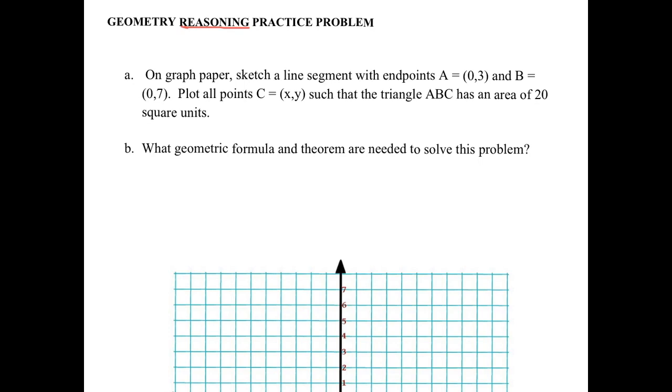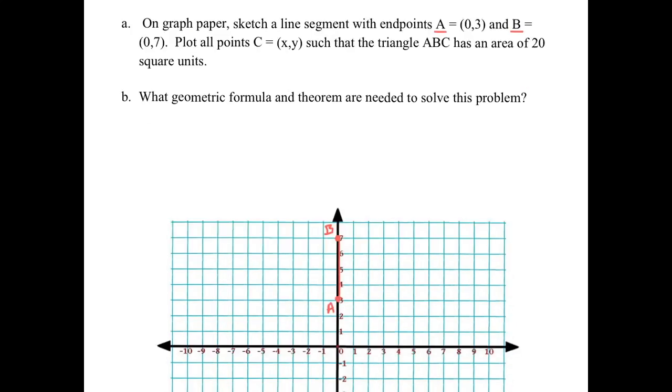So I'm given this graph below and I want to start off by sketching points A and B on my graph. Now what I'm looking for is the location of point C so that I can form triangle ABC with an area of 20 square units. So let's plot C somewhere and see what happens.